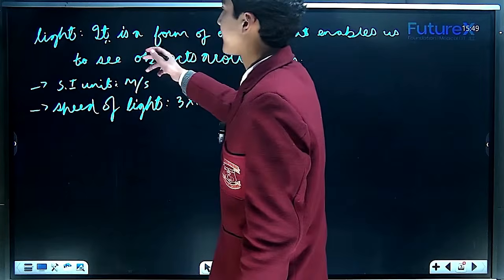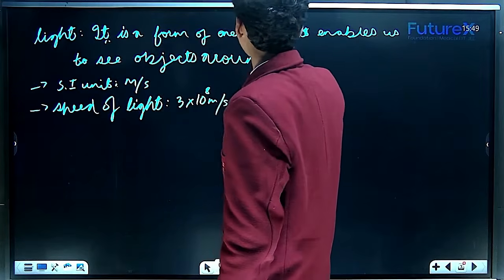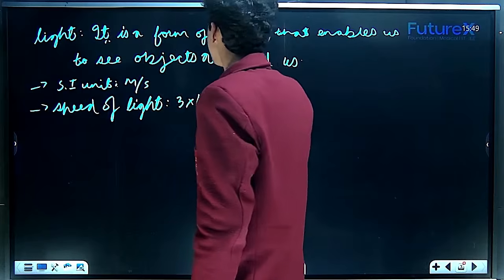So, let us begin. What is light? Light is a form of energy that enables us to see objects around us.